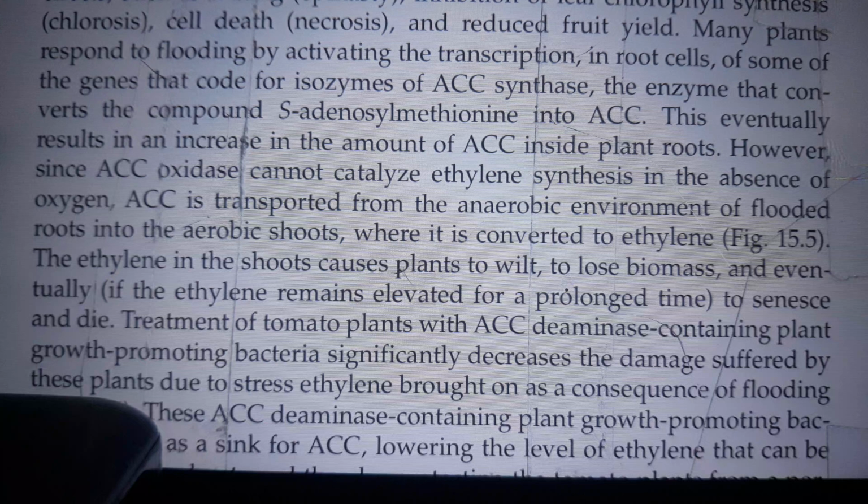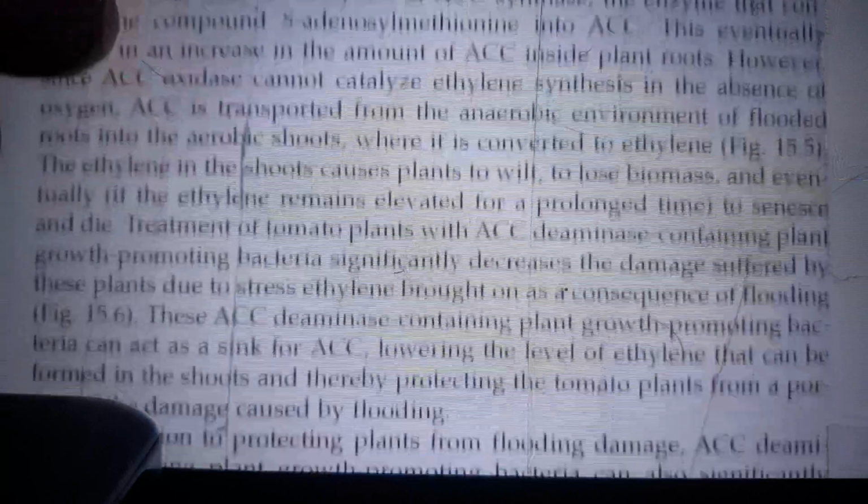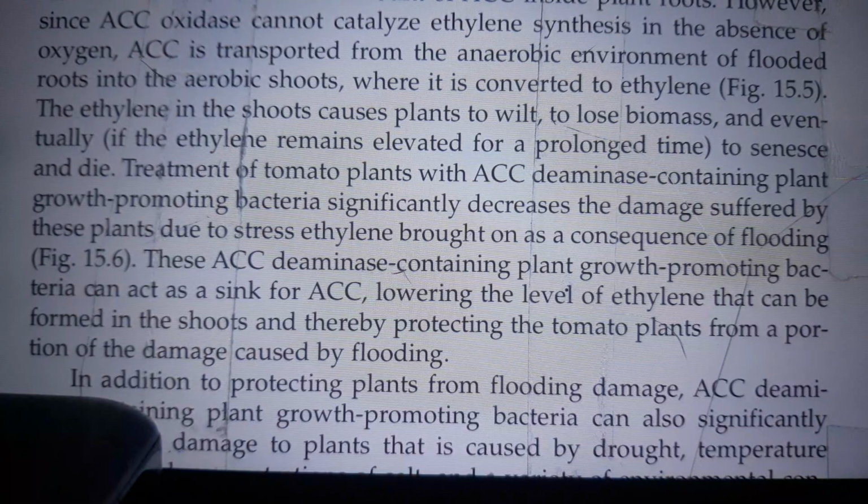Many plants respond to flooding by activating the transcription in root cells of some of the genes that code for ACC synthase, the enzyme that converts the compound S-adenosylmethionine into ACC. This eventually results in an increase in the amount of ACC inside plant roots. However, since ACC oxidase cannot catalyze ethylene synthesis in the absence of oxygen, ACC is transported from the anaerobic environment of flooded roots to the aerobic shoots where it is converted to ethylene.